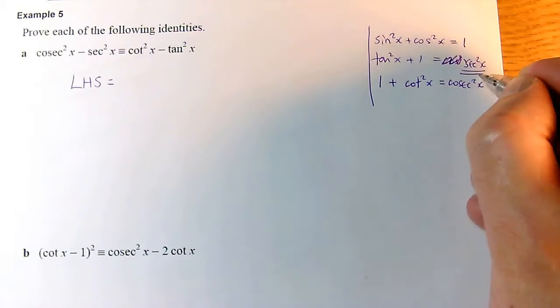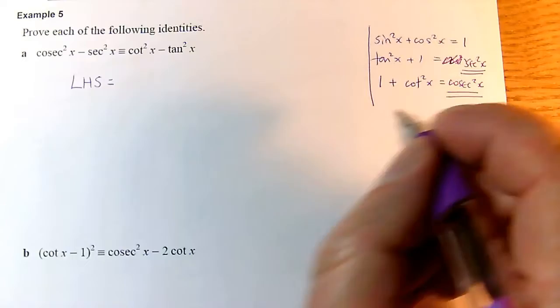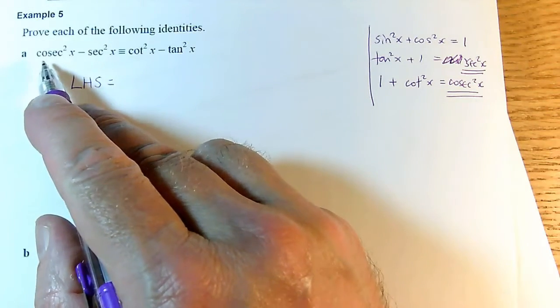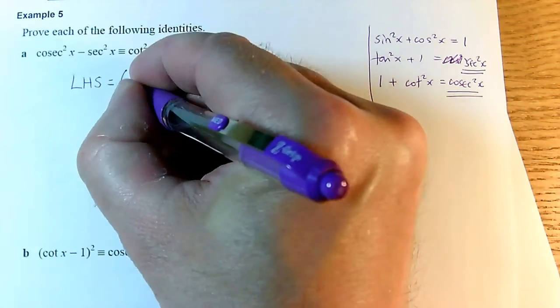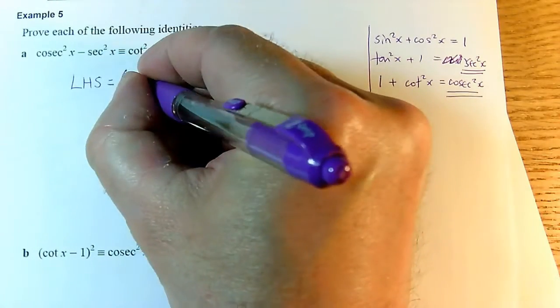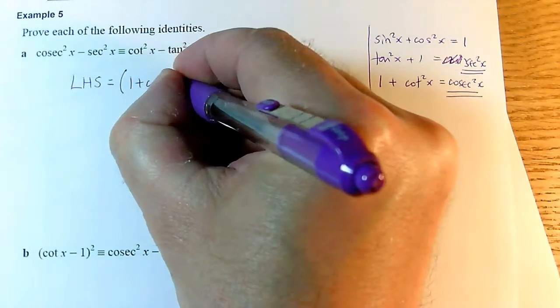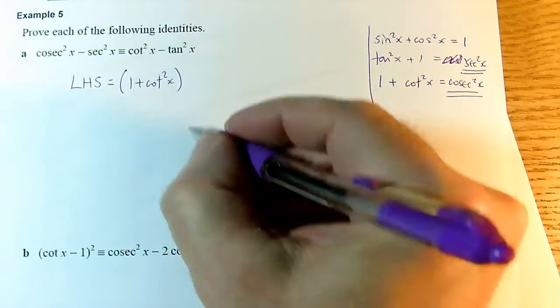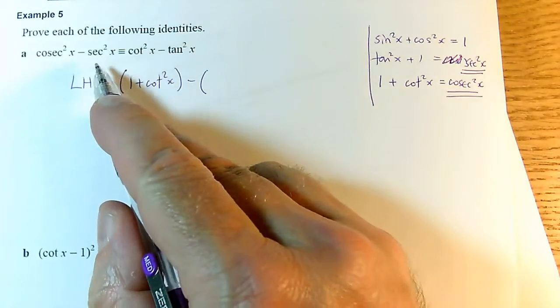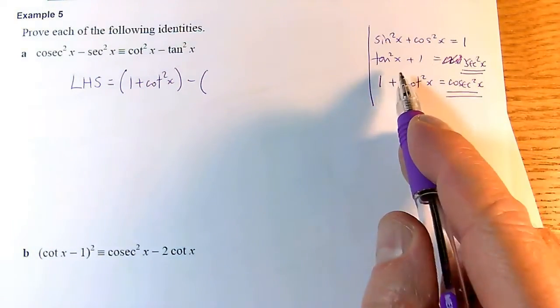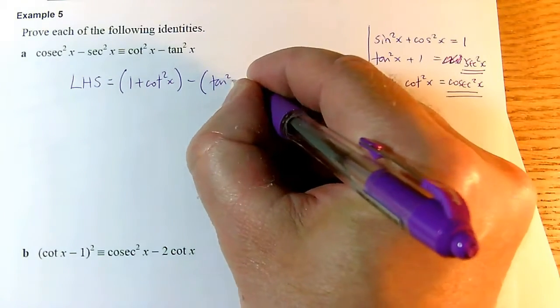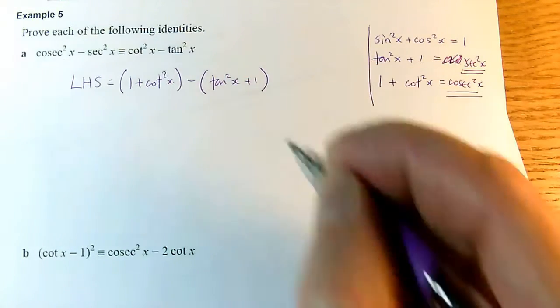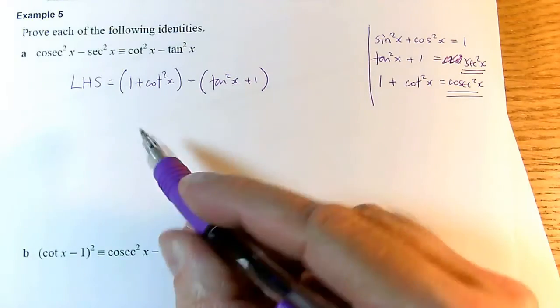So I've got sec squared x here, I've got cosec squared x here, so I can actually just substitute. For cosec squared of x, I can have a bracket with 1 plus cot squared of x in it. And then I take away another bracket which has sec squared of x, which is tan squared of x plus 1. And this is going to drop out to the answer very quickly.